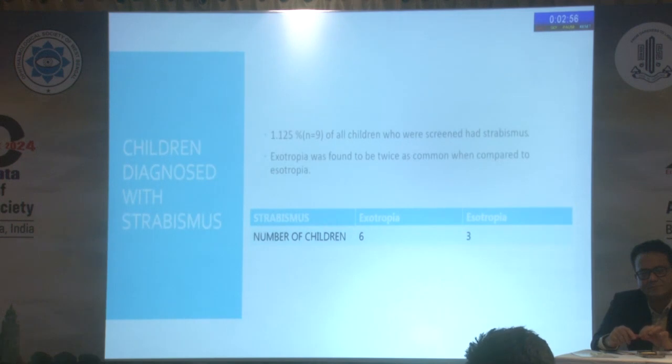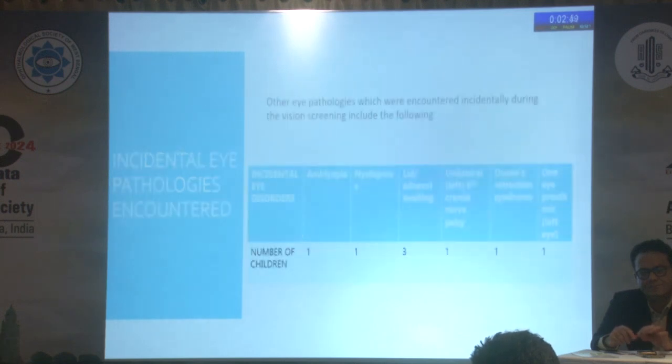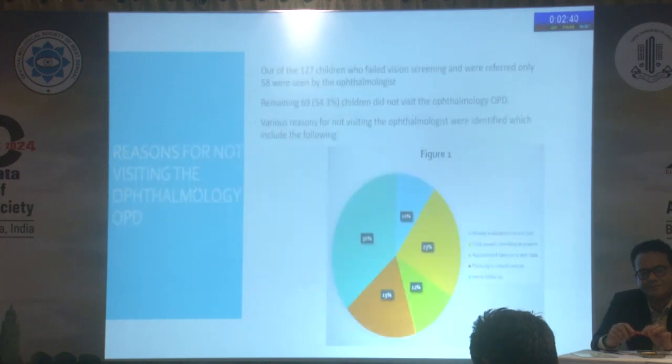Some frequent systemic associations were developmental delay and speech delay. Around 1% of these children had strabismus, and exotropia was found to be twice as common as esotropia. Other incidental ocular pathologies that we came across were amblyopia, nystagmus, lid swelling, unilateral 6th cranial nerve palsy, and Duane's retraction syndrome. Out of the 127 children, 69 of them did not review, and on probing we realized that the most common reasons were loss of follow-up and unwell child, and other reasons were that some of them took appointments for a later date and some were consulting elsewhere.